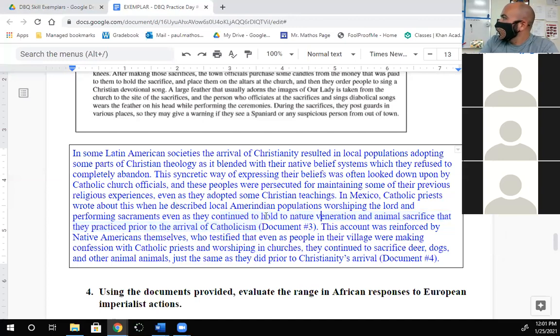So it seems like they're still kind of doing some of what was their religion, while they combine it with that. And then that's in document 3. Again, you see, you must put that. This account was reinforced by Native Americans themselves, who testify that even as people in their village were making confession with Catholic priests and worshiping in churches, they continued to sacrifice deer, dogs, and other animals, just as they did prior to Christianity's arrival. Forgive me, Father, for I have sinned. I cut the goat. I killed the goat.